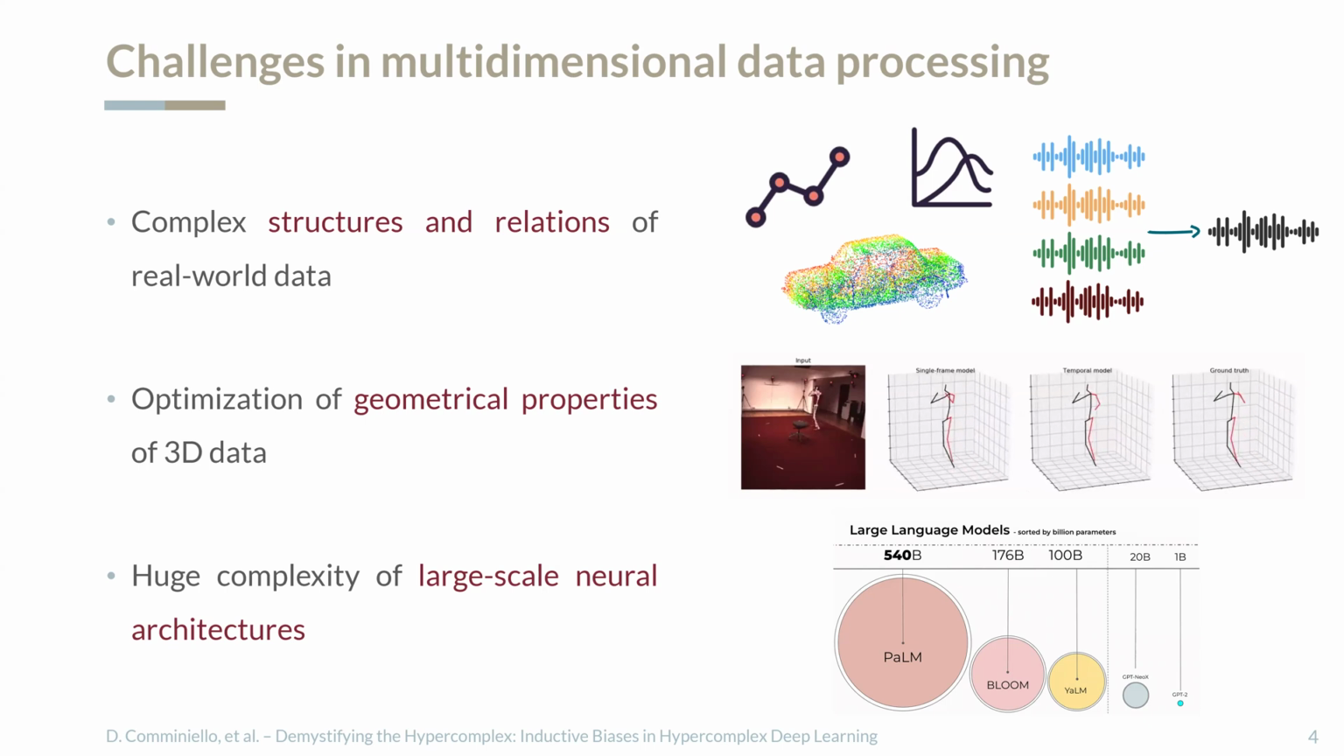When we work with this kind of multidimensional data, we need to deal with complex structures and relations. Also, we need some kind of optimization of geometrical properties, because when we have multidimensional data, probably we have some kind of geometry, some relations between the entities in the data. And also, of course, we need to deal with the huge complexity of large-scale neural networks. You are very expert in this field, how to deal with the complexity of networks.